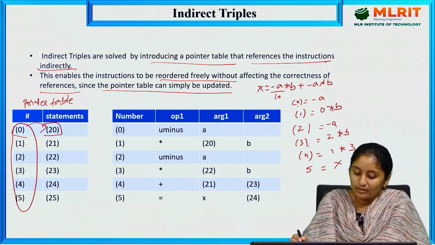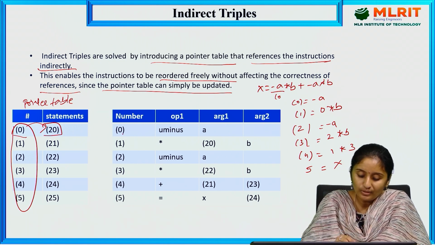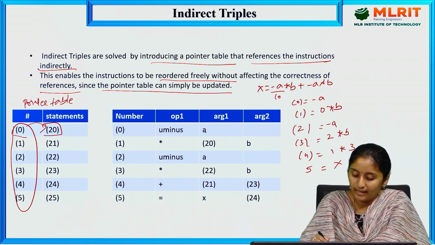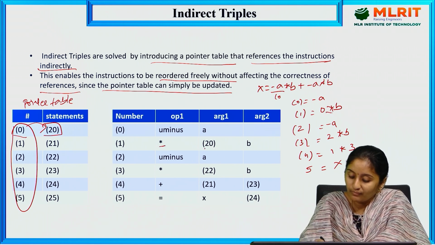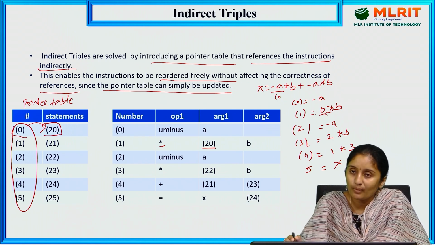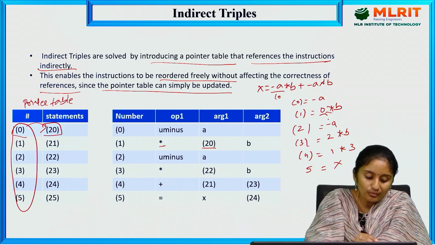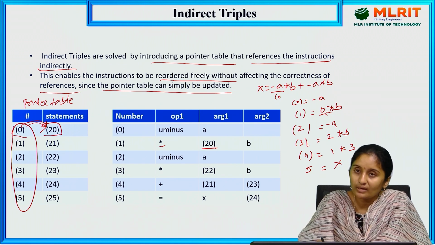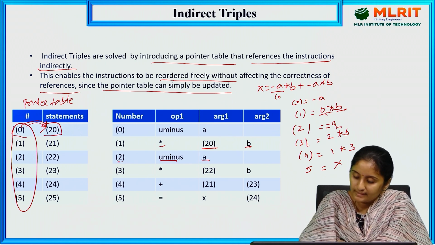See here, 0 is nothing but unary minus a. Next, the multiplication operator. Here the argument we have is 0. So 0 is nothing but, what is the pointer variable? What is the address of this 0? It is nothing but 20. So instead of 0, we are going to write 20 into b. Next, third, unary minus a. It is in the second position.